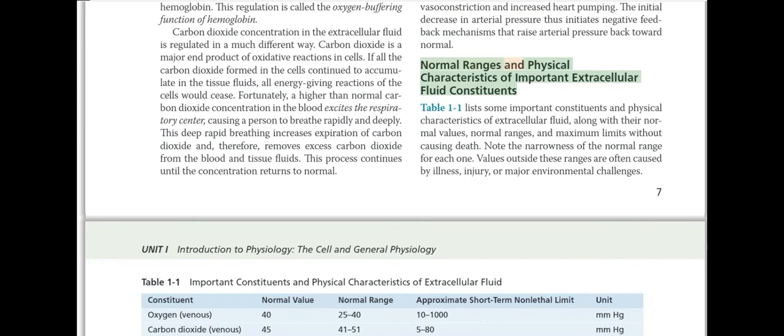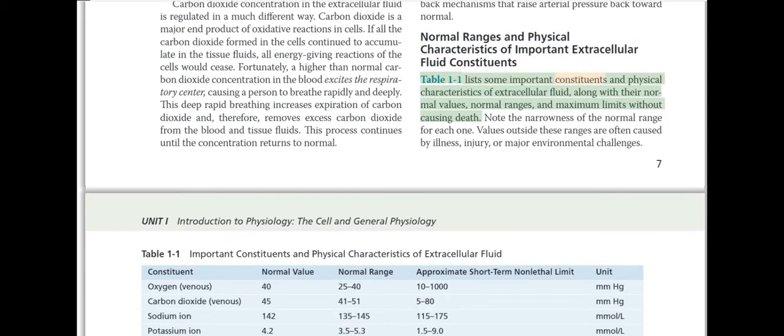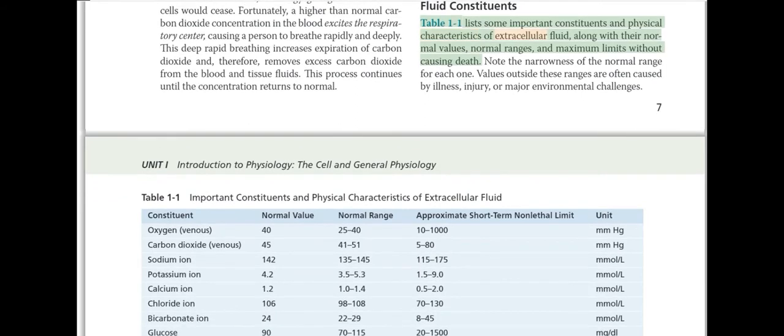Normal ranges and physical characteristics of important extracellular fluid constituents. Table 1:1 lists some important constituents and physical characteristics of extracellular fluid, along with their normal values, normal ranges, and maximum limits without causing death. Note the narrowness of the normal range for each one. Values outside these ranges are often caused by illness, injury, or major environmental challenges.